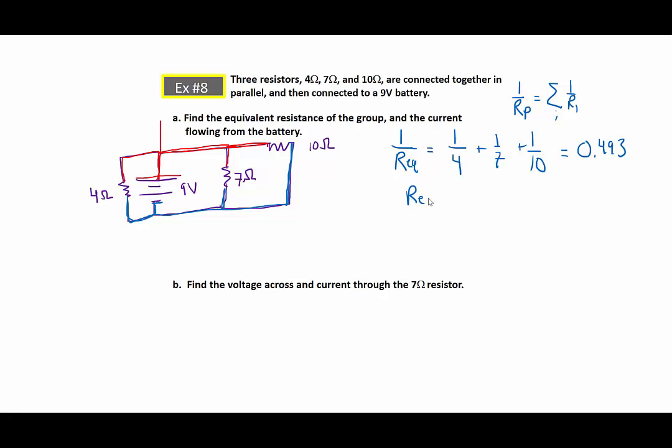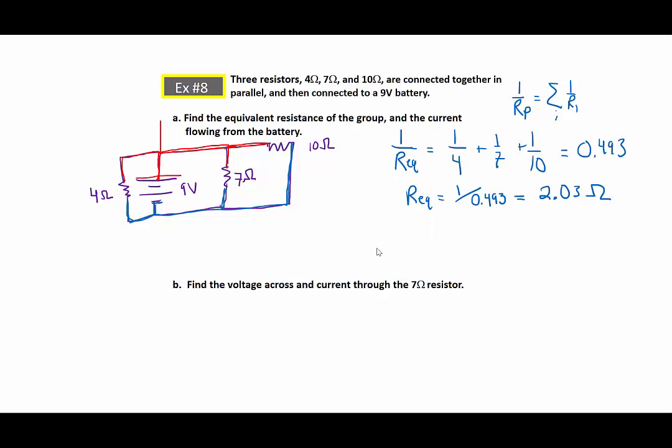So to find the actual equivalent resistance, I'm going to take the reciprocal, in other words, 1 divided by 0.493, or you can raise it to the negative first power. And that's going to give me the equivalent resistance. Okay, so when I do that, I'm going to get 2.03 ohms. It's going to be my equivalent resistance. It makes sense that it's a low number because as I add more paths, resistance goes down. More paths to go, resistance should be going down, and it is going down.